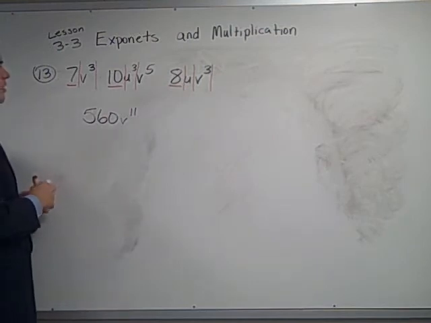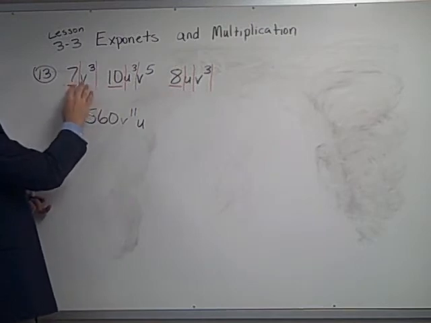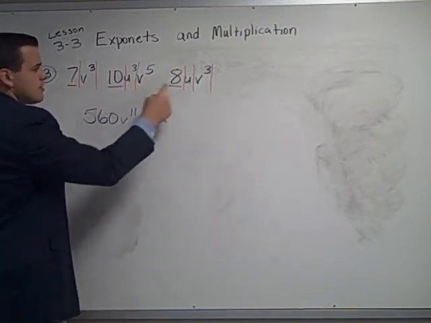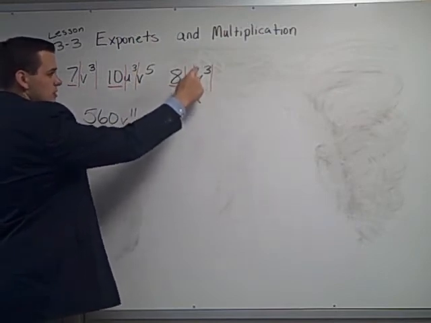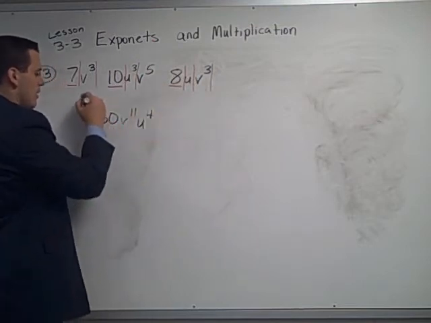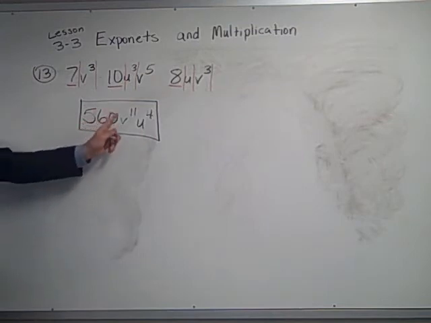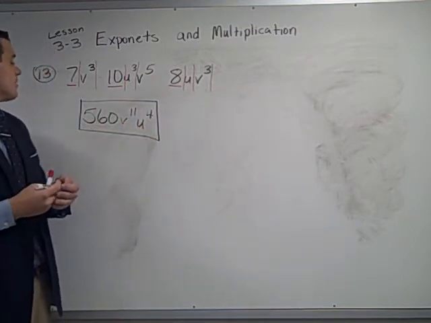And then I have u. There's no u's here, so I'm done here. There's a u here, and it's u to the 3rd power. And I also have a u here. It's just simply u. And when we have just a variable, it's u to the 1st. So it's going to be 3 plus 1, u to the 4th. And this would be my final answer. 560 v to the 11th and u to the 4th. So that is number 13.